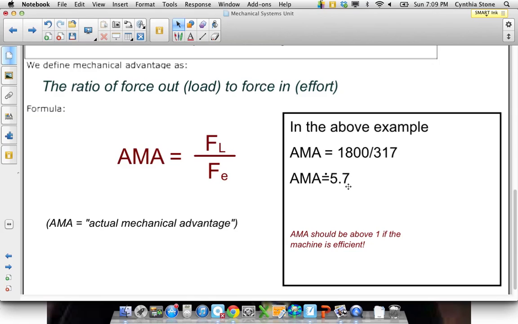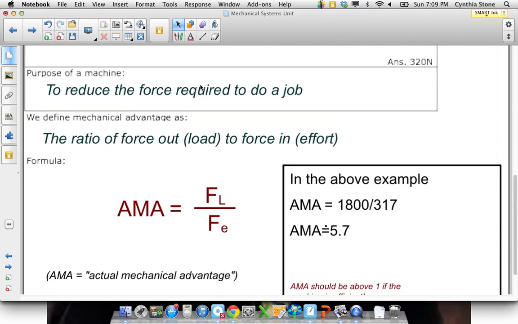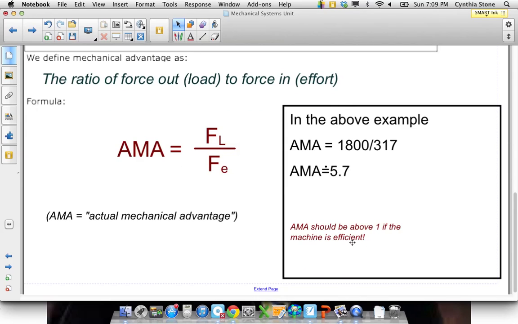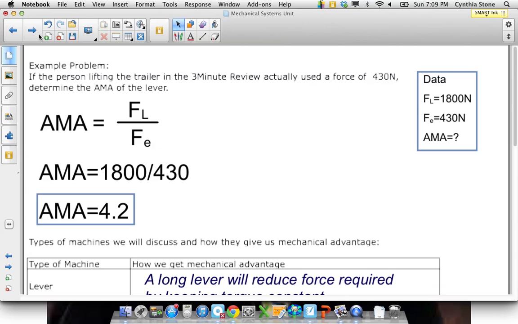Okay, and for a machine to be efficient, and they're not all efficient. Mechanical advantage on the body, for example, a lot of our levers don't work very well efficiently. But when you design a machine for the purpose of reducing force, you want your AMA to be greater than 1.